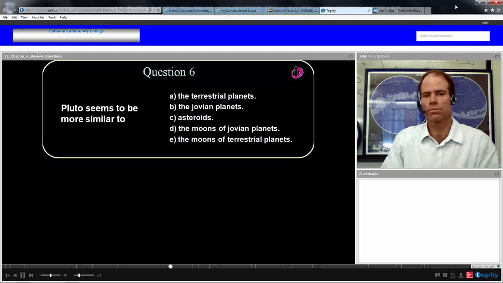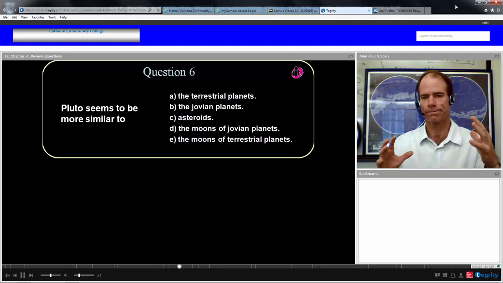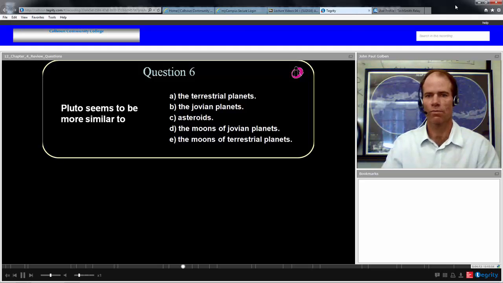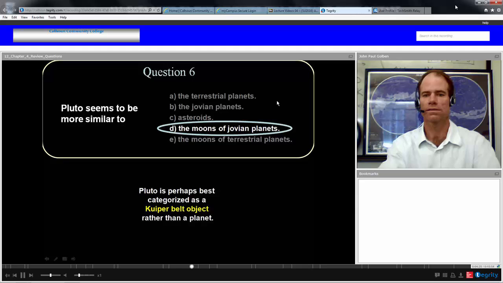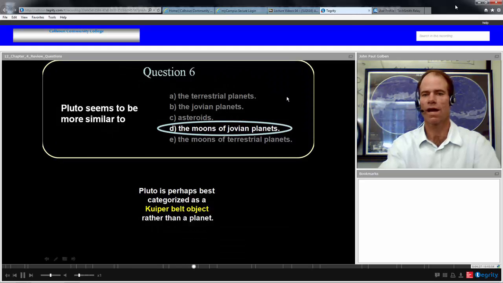Question 6. Pluto seems to be more similar to... Pluto is like a dirty, icy rock out there. Density right around 2, but not because of gaseous type density, but more because it's like a Kuiper belt object, a comet type material. So it's more similar to the moons of the Jovian planets. It's more similar to icy worlds that would be around the Jovian planets.